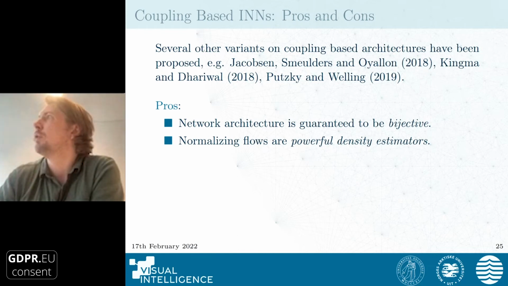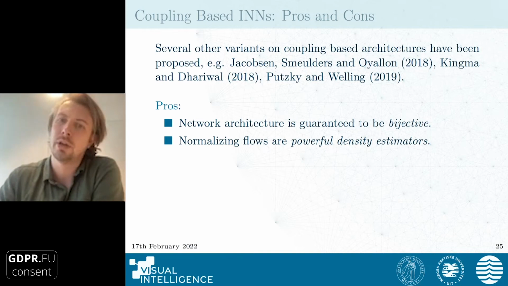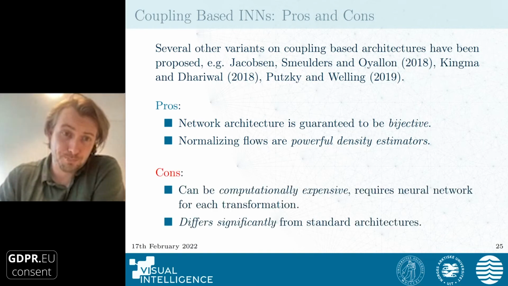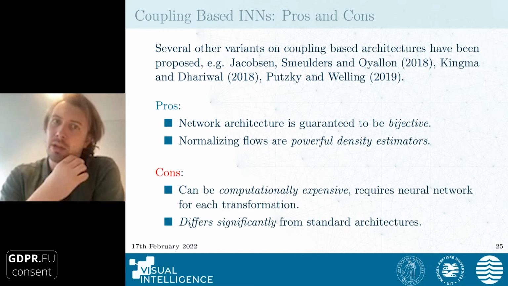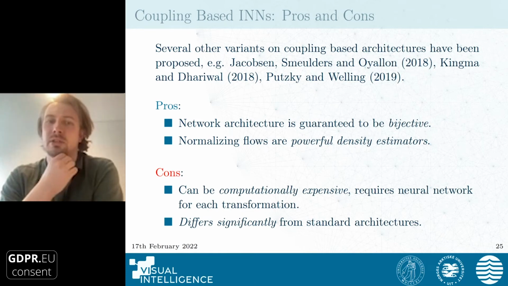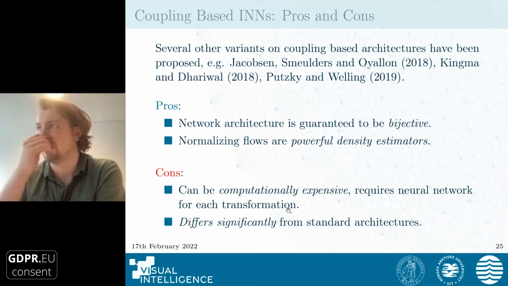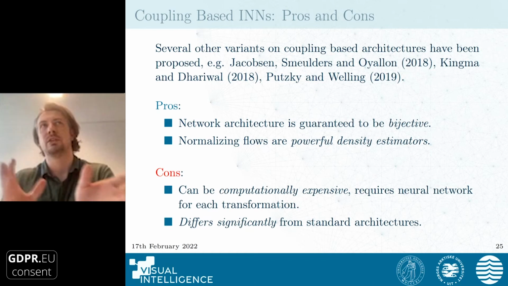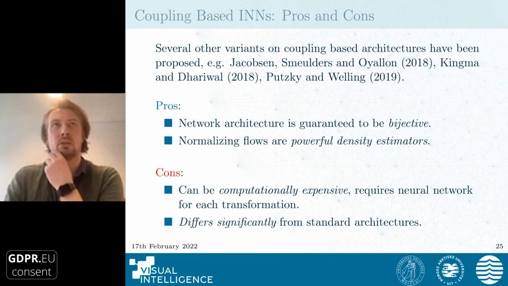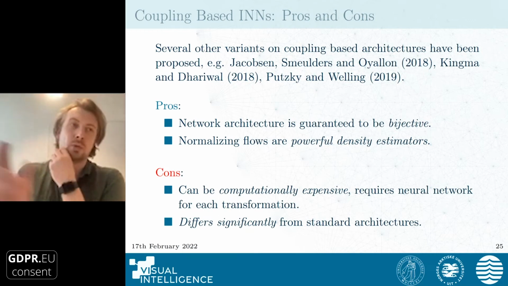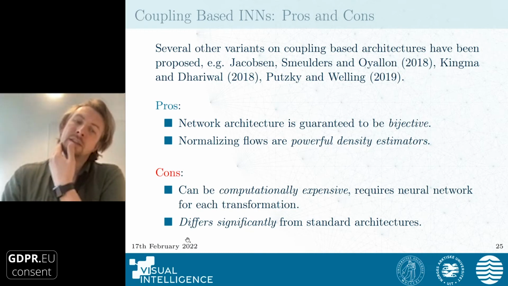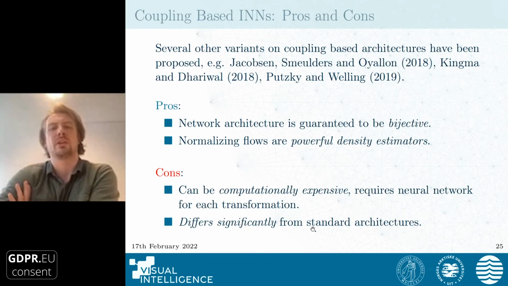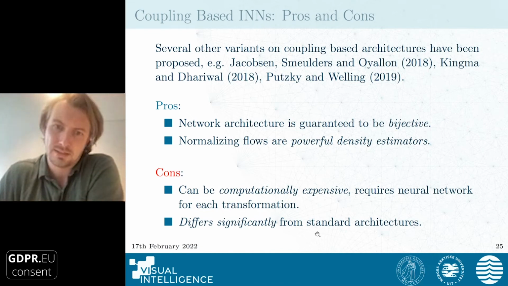In most cases, they outperform other probabilistic methods. The downsides of using these coupling-based invertible neural networks is that they can be computationally expensive and require a neural network for each of these transformations, meaning that every time we compute the parameters of this affine transformation using a scalar and a shift, each one of these is computed using a neural network, and this is very expensive. And in addition, these coupling-based architectures differ very significantly from standard architectures.